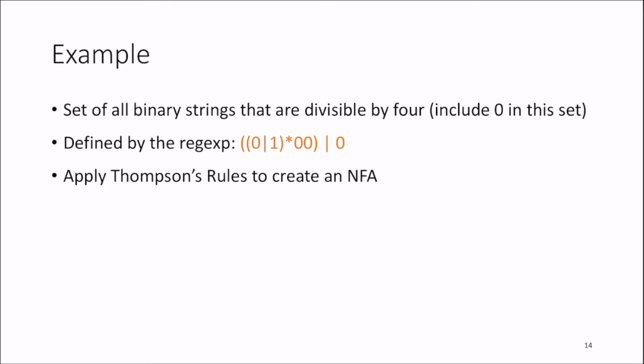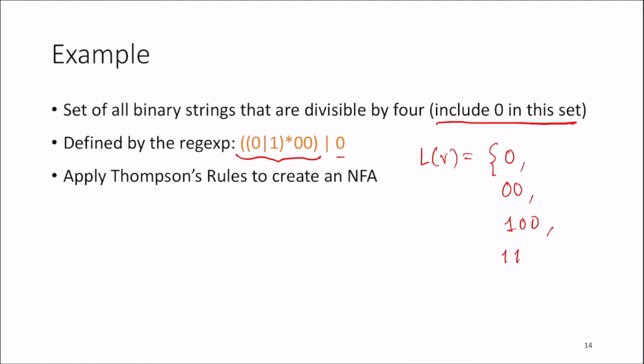So let's take an example. Let's take the set of all binary strings that are divisible by 4. Just for the sake of keeping the regular expression a little bit simpler, we're going to include 0 in this set. And so it is defined by this regular expression. As you can see, this defines a set of strings. If you look at the language of this regular expression, it includes 0, 0. It includes 1, 0, 0. And then it can have 1, 1, 0, 0. It can have 1, 0, 1, 0, 0, etc.